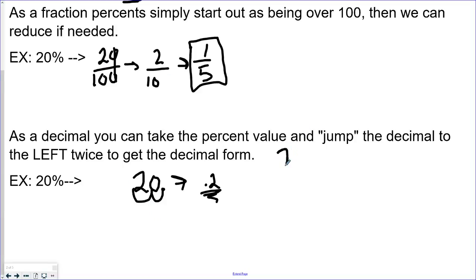Now, the reason we jump it left twice is because if you think about it as a fraction again, this is 20 out of 100. What's another way of saying this? Well, it's like 20 divided by 100. What do you do when you divide something by 100? Well, you just simply jump the decimal left twice, which is where we get this direction and this amount from. So because percents are always out of 100, we jump the decimal left twice, and that's how we get the decimal form. And again, if you don't see a decimal, you assume it's always at the right end, and if you're jumping over an empty space, you just fill it with a 0.